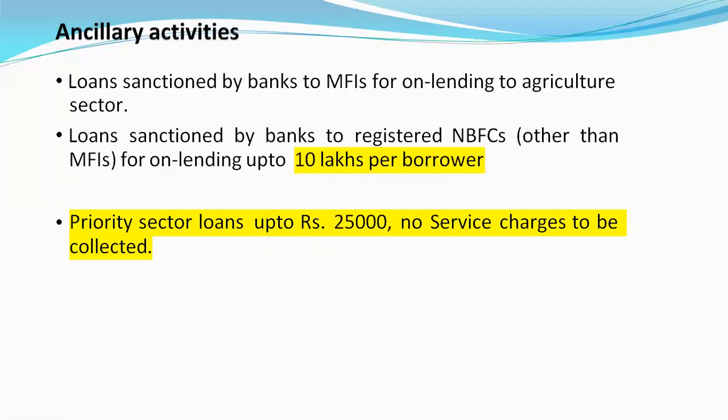The correct answer is, for the first one, 10 lakh. So the bank can give up to 10 lakh per borrower loan to registered NBFCs for on-lending, and for priority sector loan, up to 25,000. So friends, any loan up to 25,000 that the bank sanctions, in that the bank cannot collect any service charge.